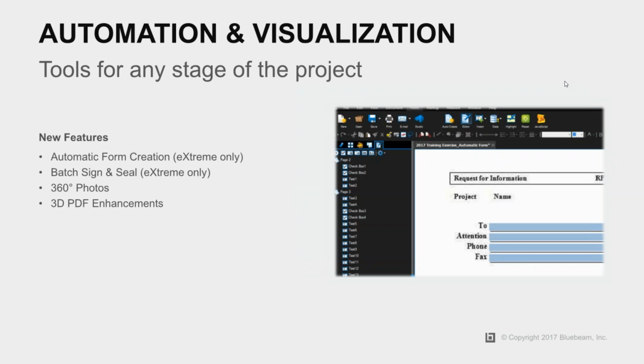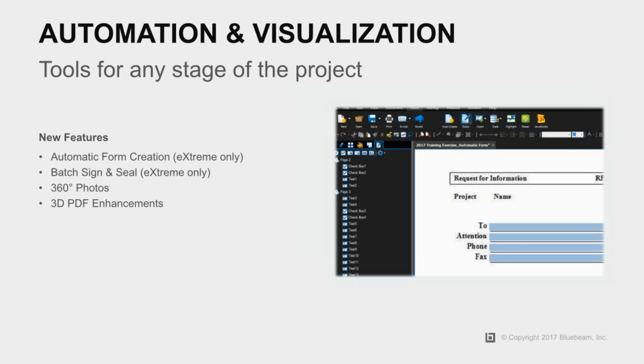And then on the subject of automation and visualization, some of the new features around that are automatic form creation. So if you want to take a PDF form that you generated, maybe in Microsoft Word, for example, and then add fillable form fields onto the PDF, you can now do so automatically. This is another Review Extreme exclusive feature.